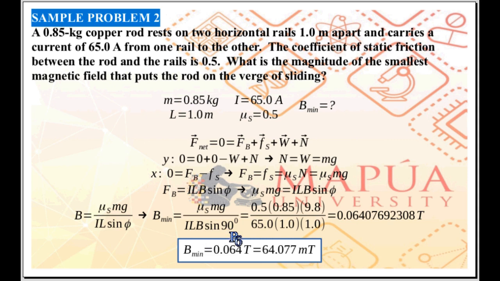So setting phi to the maximum value will give you the minimum magnetic field. So setting phi to the 90 degree value so that sine phi is maximum. A maximum denominator will give you the minimum magnetic field. Plugging in the values, we get the minimum magnetic field magnitude. B minimum is equal to 0.064 Tesla, or 64.077 millitesla.